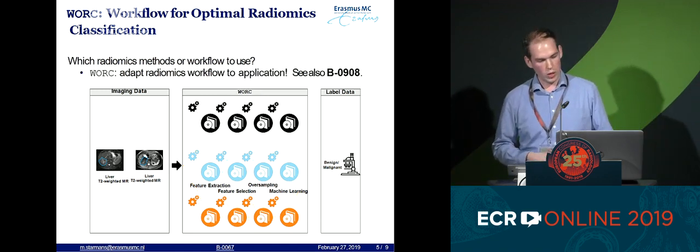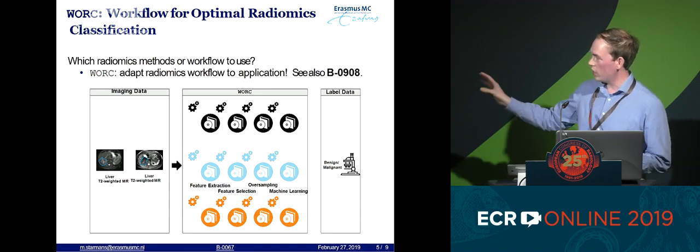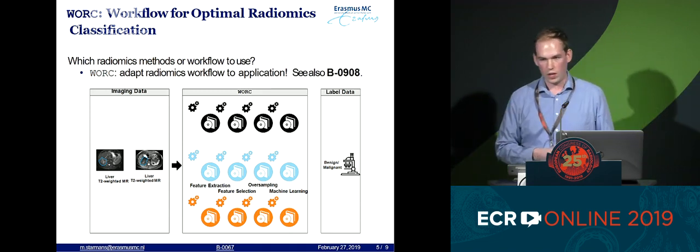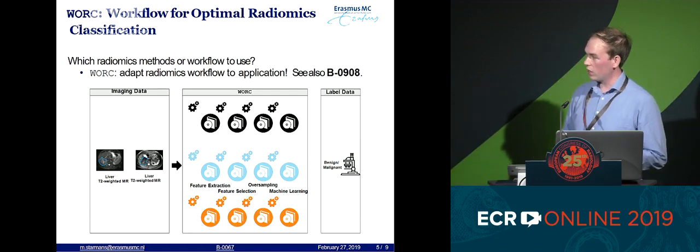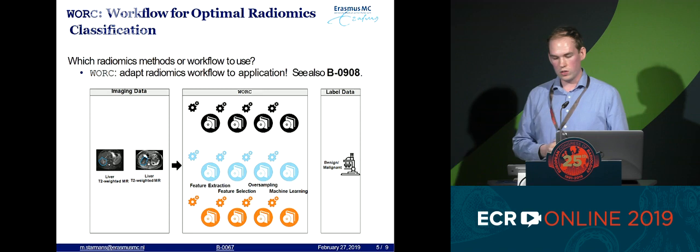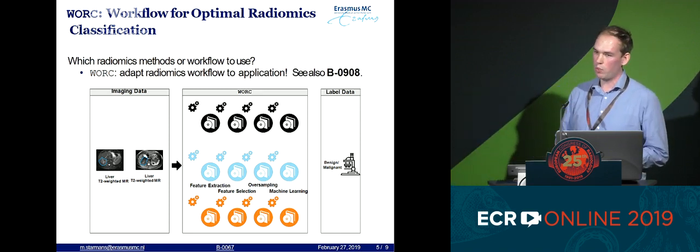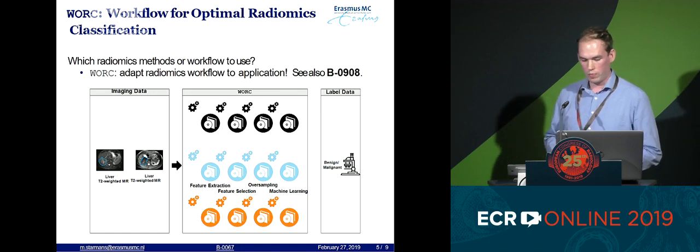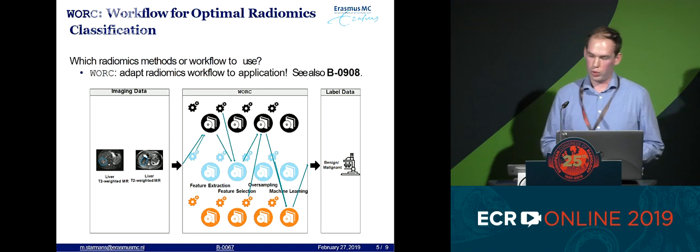I'm going to use this platform called WORC, a workflow for optimal radiomics classification. I actually have another talk on that in B908, so if you're interested, come look over there. What we did is collect a lot of different radiomics methods, put them in one platform, and let the platform figure out itself for each application which methods are most suitable. It tries basically to find the optimal path within this collection of methods and parameters.